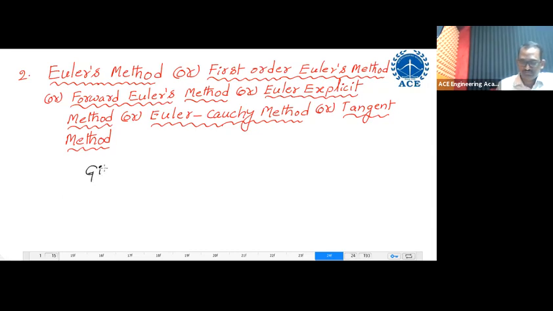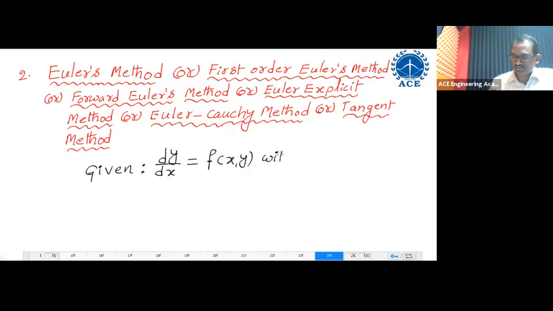Write down. Given dy by dx is equal to f of x comma y, with initial condition y value at x naught is equal to y naught. So the procedure of finding the approximation values, I will let you know.